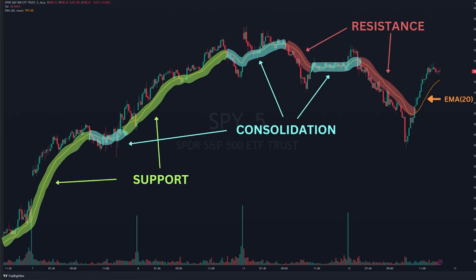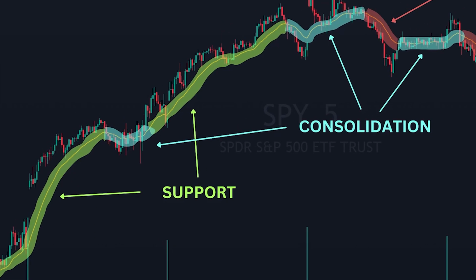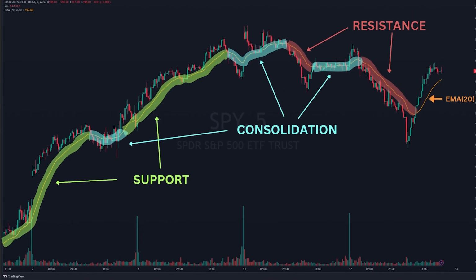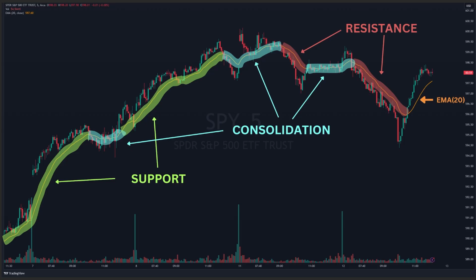For example, in an uptrend, prices often bounce off a moving average before continuing higher. These bounces can be great opportunities to enter a trade. Finally, moving averages help you ignore all the small, random price fluctuations that don't matter. Instead, they let you focus on the bigger picture so you can make better decisions.